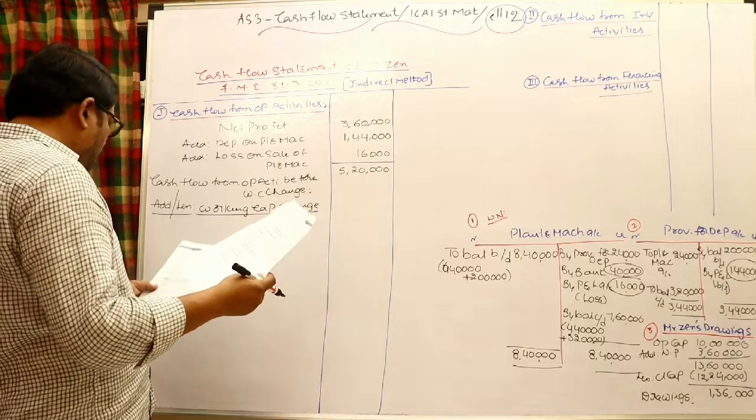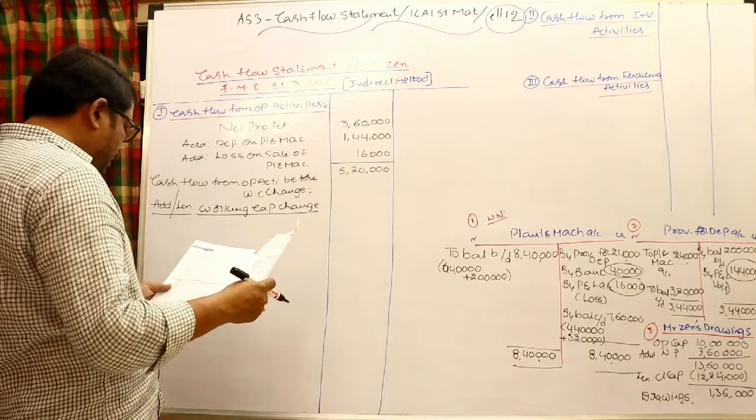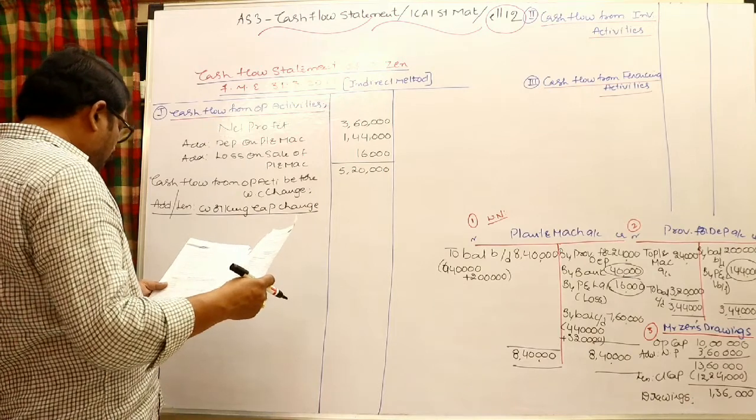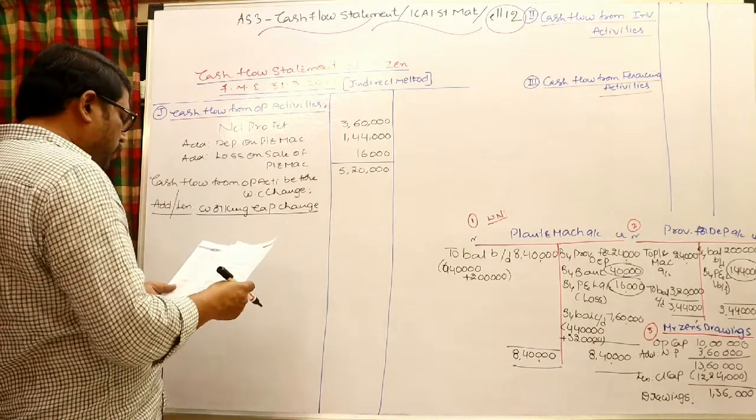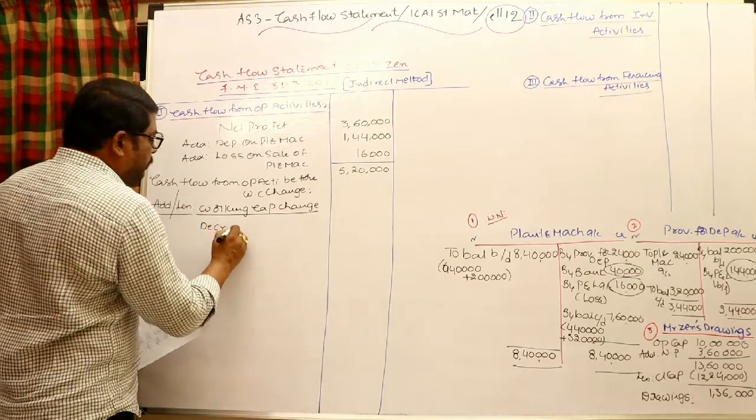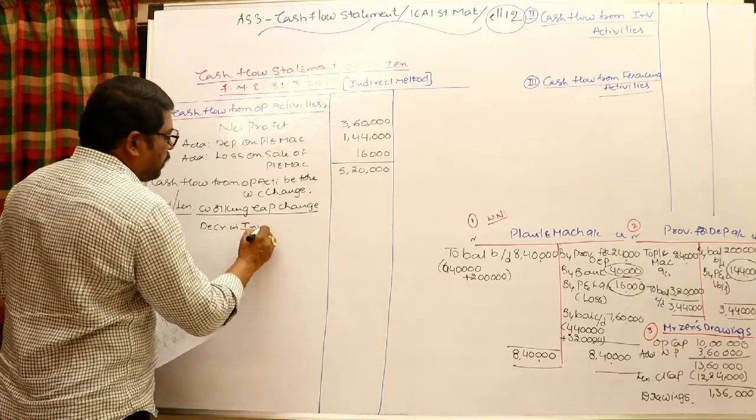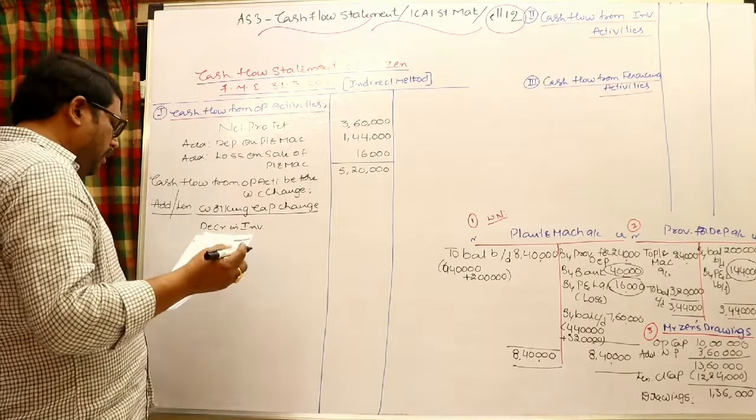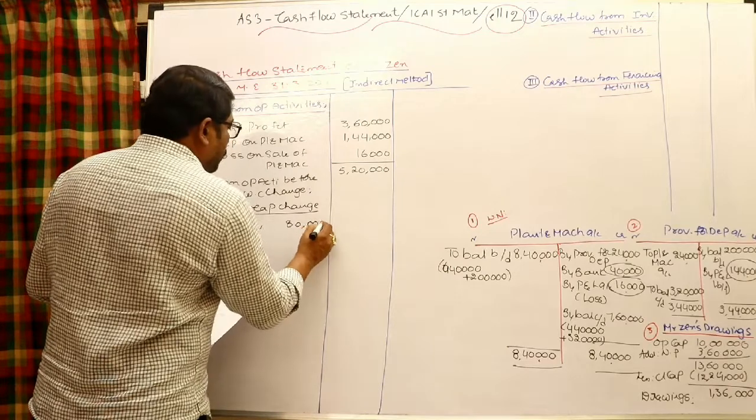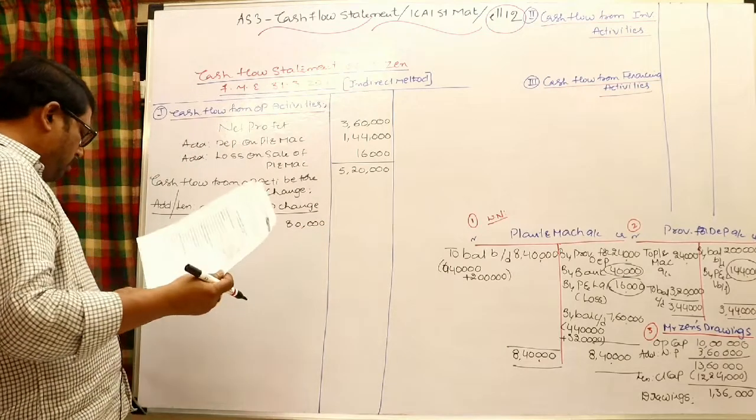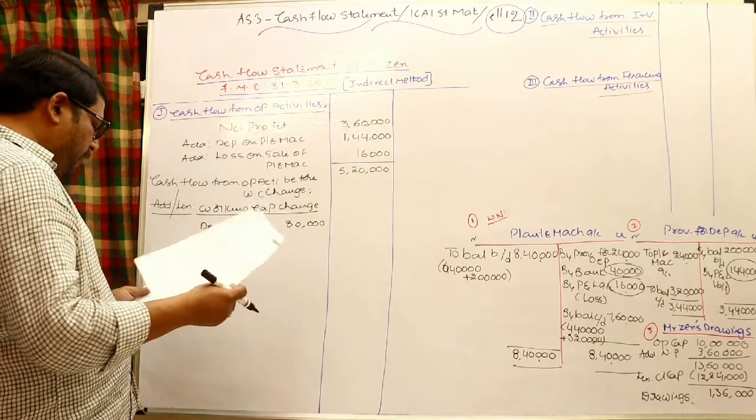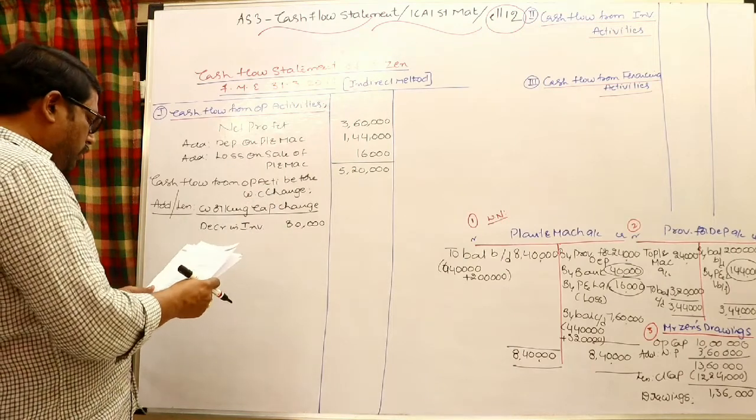See what are the different items given here. One by one we can check it. So first come to the inventory. There is an inventory decrease by 80,000, which is inflow. Decrease in inventory 80,000, which is inflow, 80,000 rupees. Trade receivable, and again it is increased by 1,60,000.